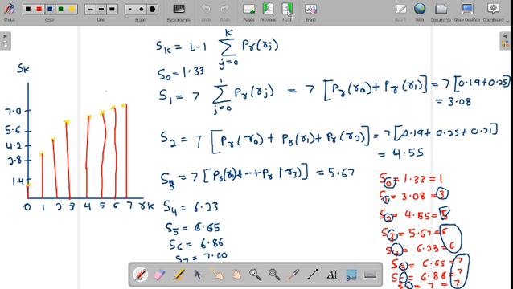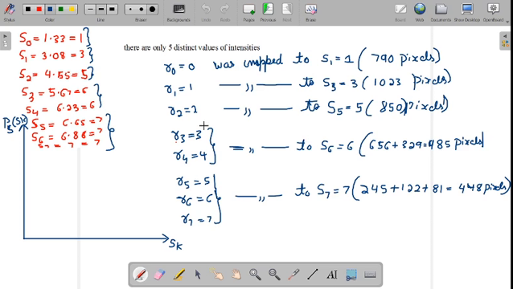Next, we need to find the histogram of the output image. So taking this as Sk, we need the probability of Sk. Clear with that?